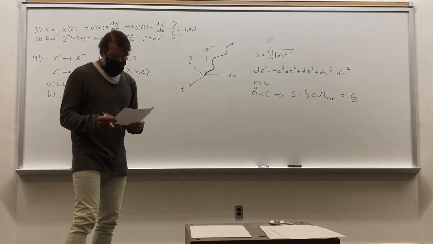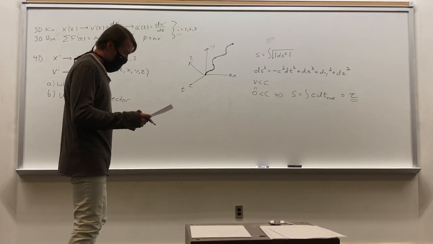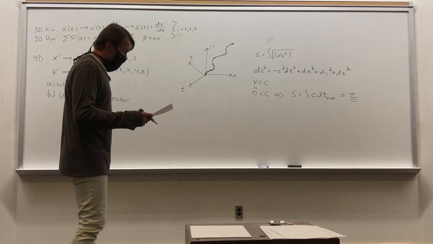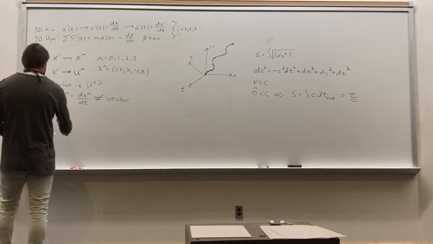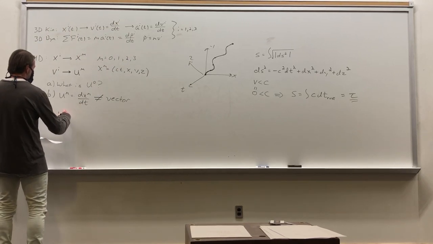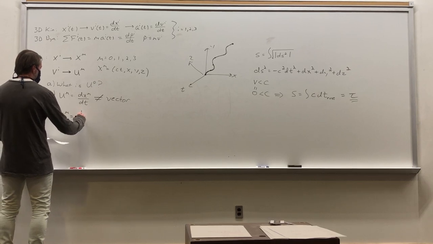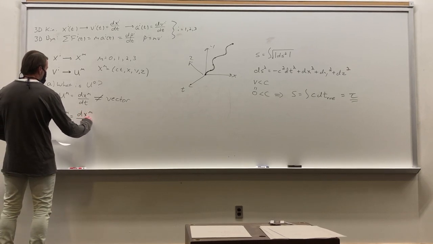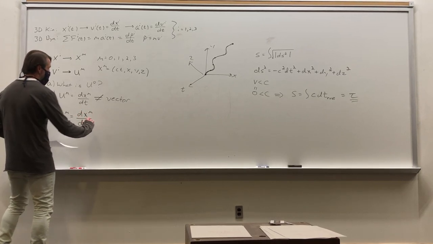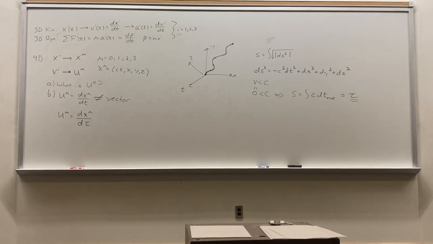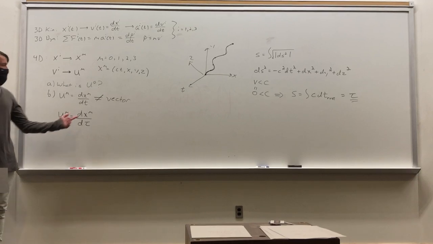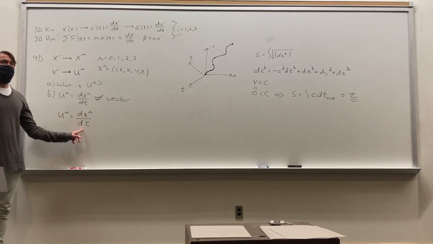Now, if I define u mu as dx mu d tau, I think I have a vector. Because this is a vector, this is a scalar, it's invariant. Okay?